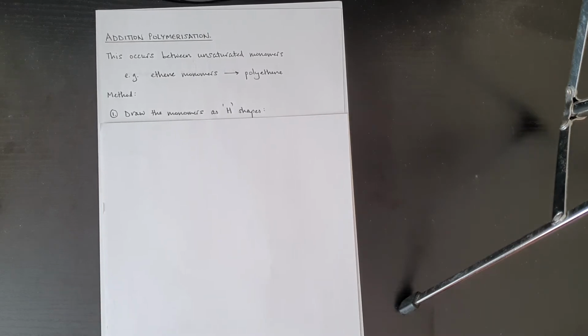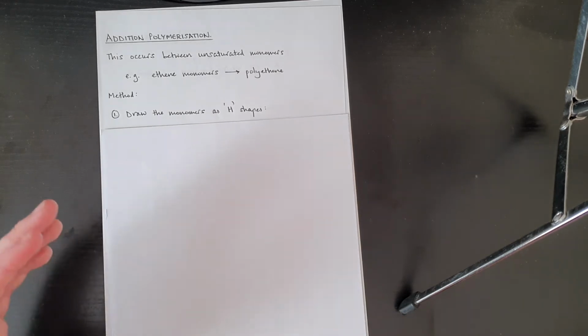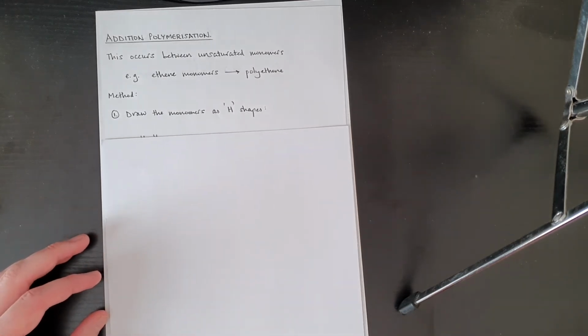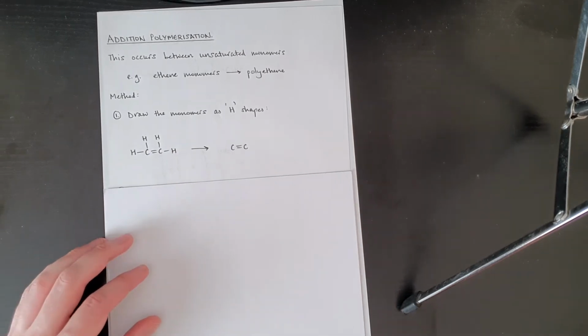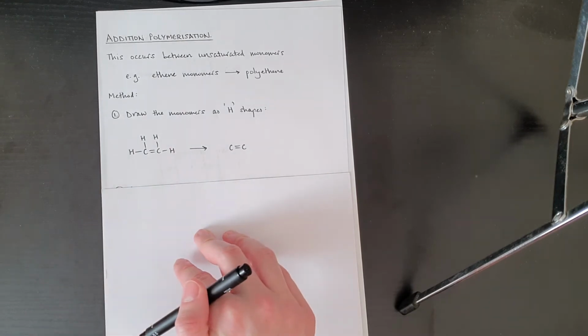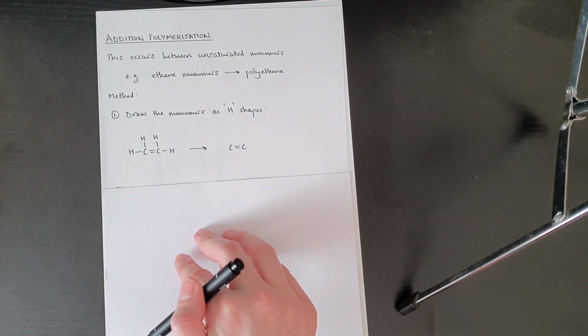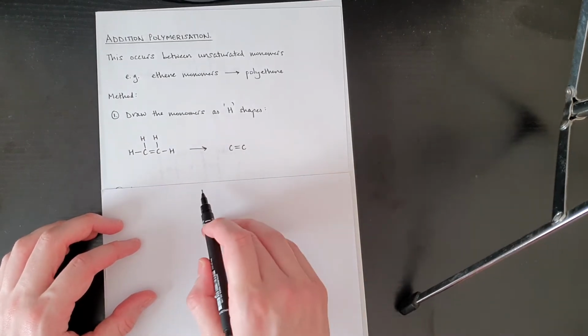And when we want to think about this, when we want to draw this out and show it in detail, there are really three key steps that we want to consider. So the first thing is to take our monomer, whatever the compound is, and in whatever form we usually draw it, we want to make sure that for the purposes of this reaction and seeing exactly what happens, we draw it as what's called an H shape, which will hopefully make sense in a second.